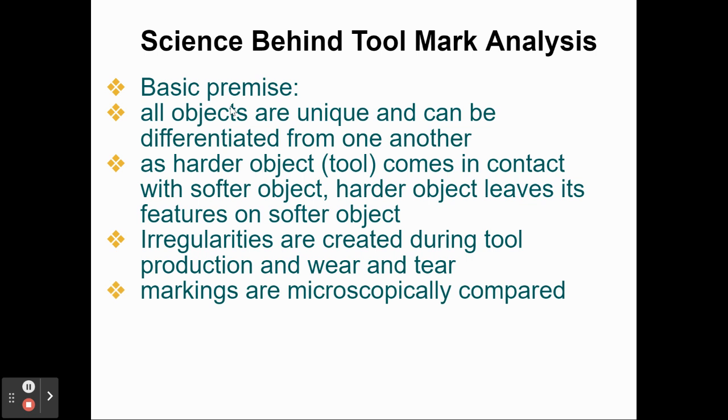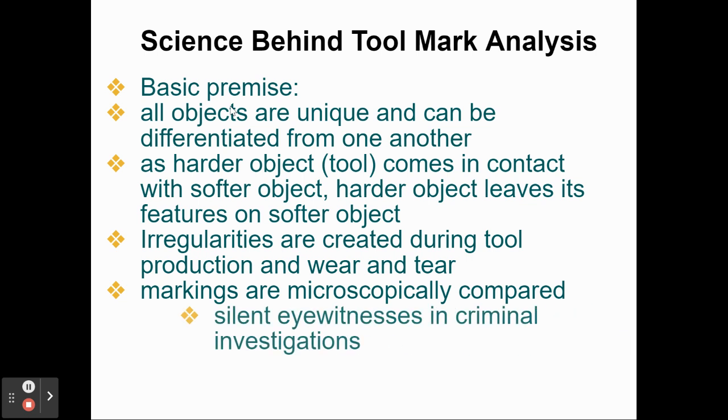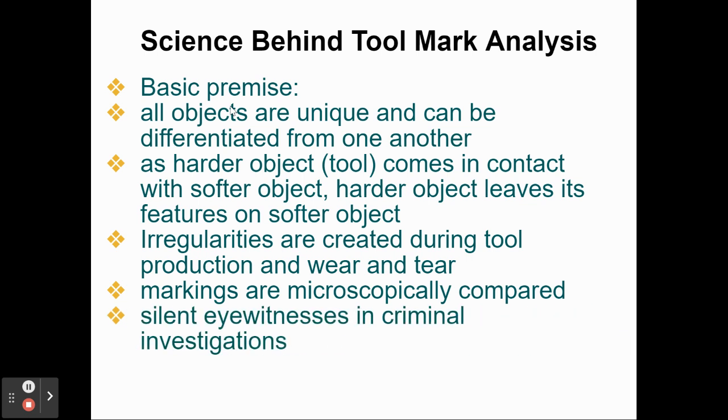So the tool mark examiner is going to look at those microscopic features to be able to discern between the tool and the potential evidence from a crime scene to see if they match or if they appear to be from the same source. So tool marks are silent eyewitnesses in criminal investigations, right? Because obviously tools can't tell stories, obviously not via words, but by the marks that they leave behind or the marks that are left on them as a result of certain activities.